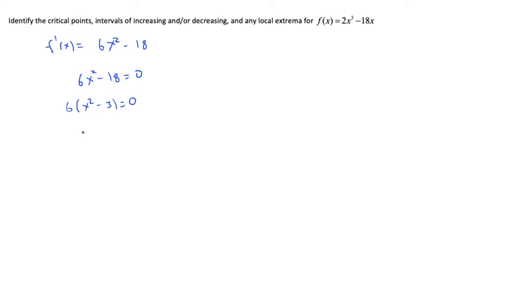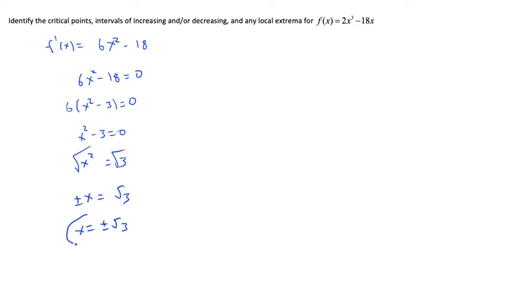In this case, we remember this 6 is just a coefficient, so 6 is not a critical number. We have to set x squared minus 3 equal to 0. I'll use the square root property. I'll add the 3 to both sides and take the square root of both sides. I get x equals plus or minus radical 3.